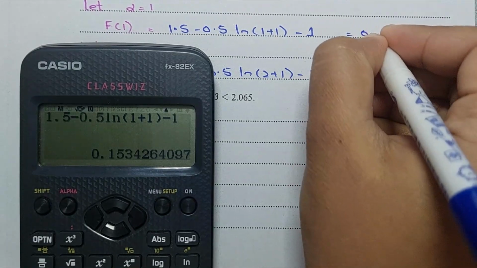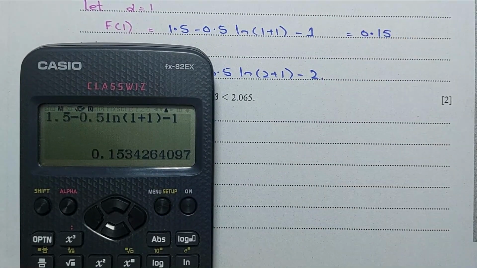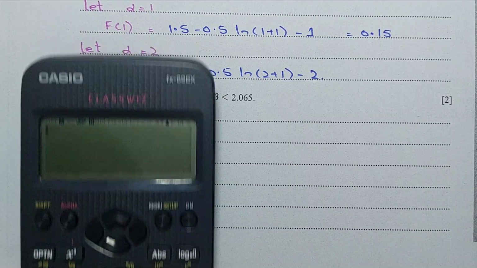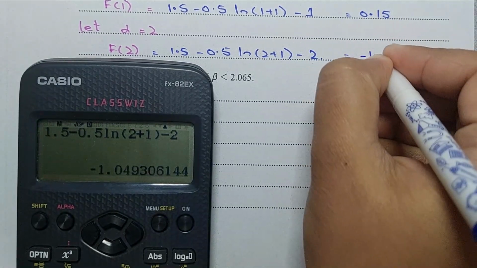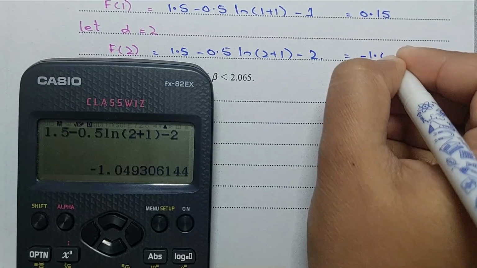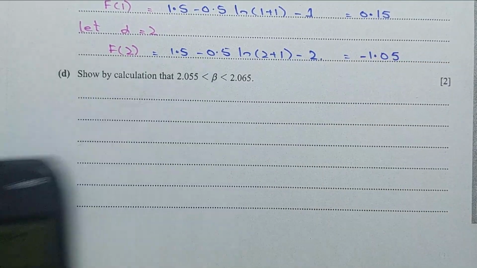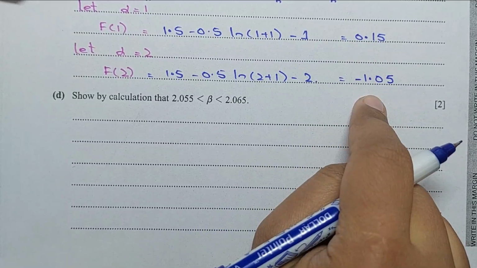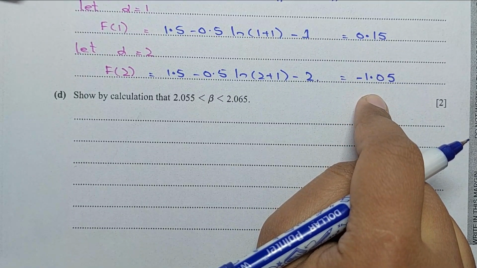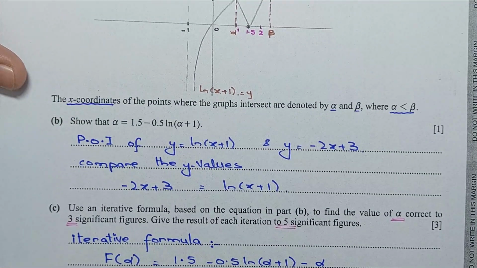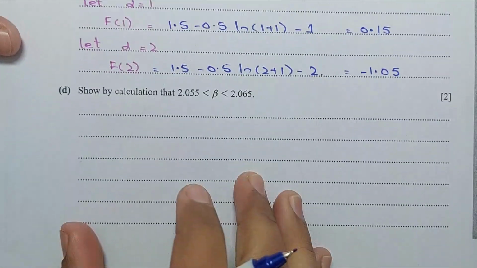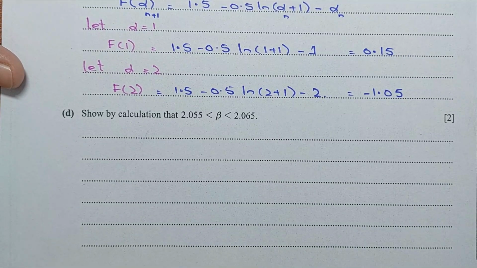Okay, right. This is 0.15, and the other one is 1.5 minus 0.5 ln of (2 plus 1) minus 2. This is negative 0.05. Okay, now you can see there is a sign change between the two numbers. So this means the root lies between alpha equals 1 and alpha equals 2. There must be a root between these two numbers. Okay, now we can easily set the initial guess.